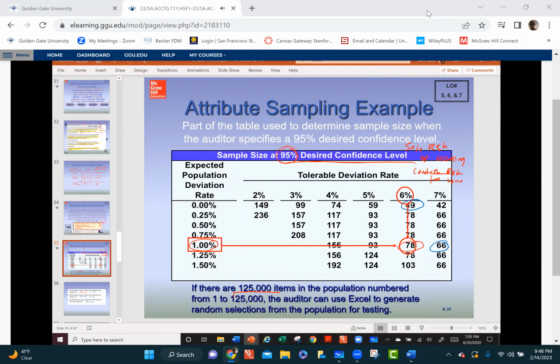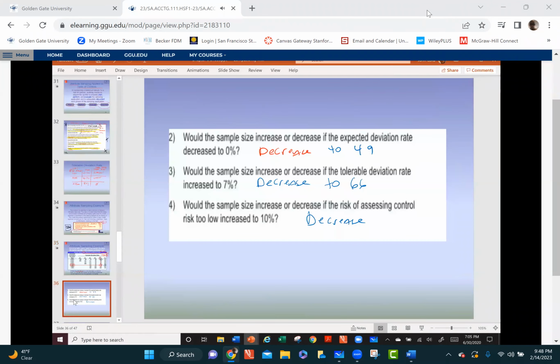You don't have to look at as many items, assuming this client was pretty good, right? If my expected deviation rate is higher, the client is not as good, then the sample size is going to increase. Direct relationship: smaller expected deviation rate, smaller sample size. Okay. Then we come over and we look at this next one.